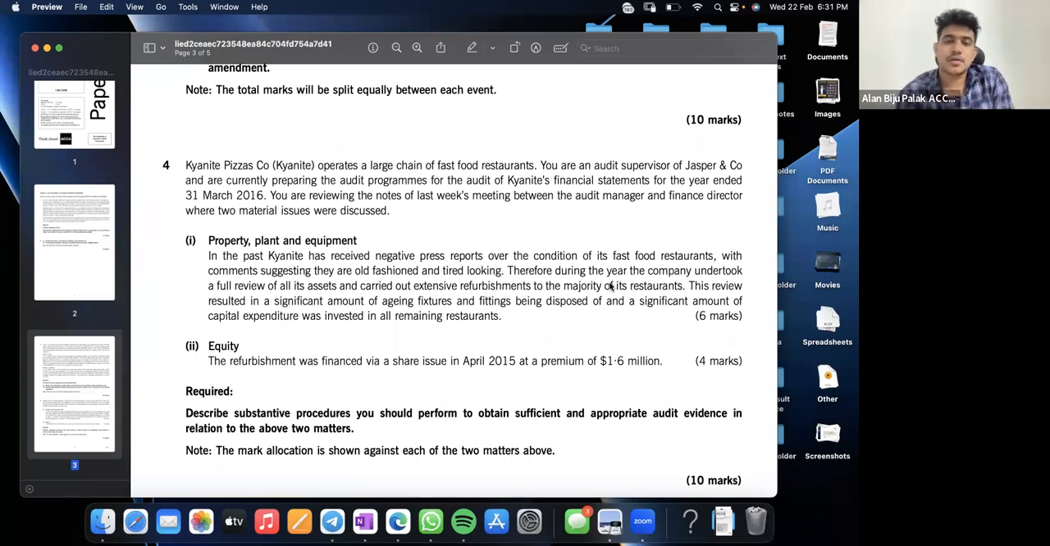They have asked us to provide substantive procedures to obtain sufficient appropriate audit evidence in relation to the above matters. So what they have actually mentioned is that K company is having negative press reports against the company's fast food restaurant chain. They are telling that the restaurants are old-fashioned, so they have refurbished them. And what has the company done? So that's the important part. What has the company done for that? Dispose. Okay, they have disposed of some of the assets and again?